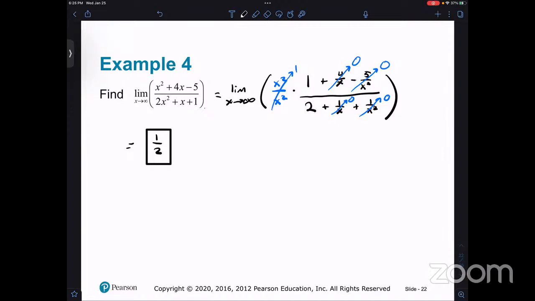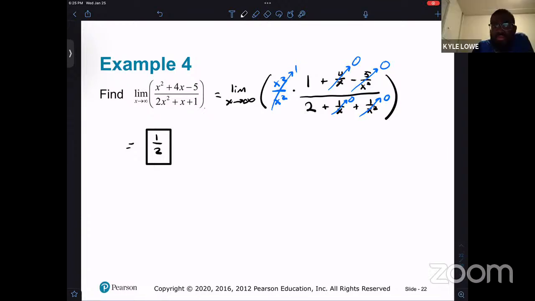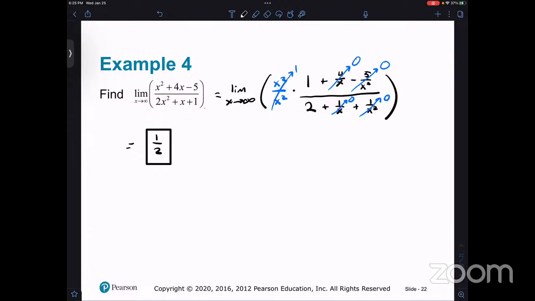So when you go way out to like 10 million, you see what I'm saying? That 4 over x is essentially 0. That -5 over x squared is essentially 0. Does that make sense? Yes. And so that's the trick when you're working with infinity. Okay, all right. That's a good question. Let's keep going.